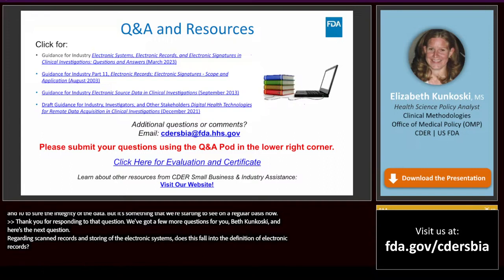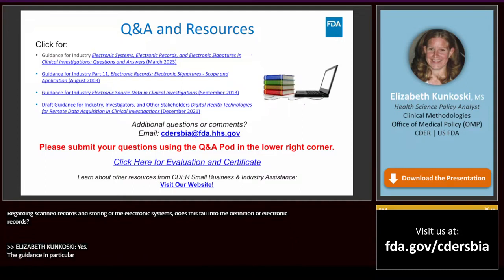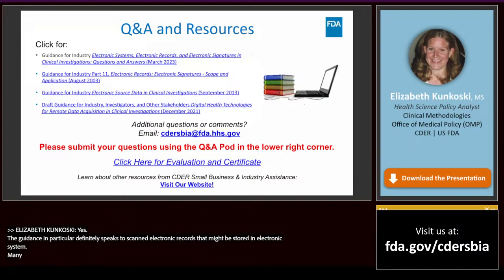Yes. This guidance in particular definitely speaks to scanned electronic records that might be stored in an electronic system. Many industries are now moving towards totally paperless systems. And so, yes, those would certainly still be considered electronic records where Part 11 applies.